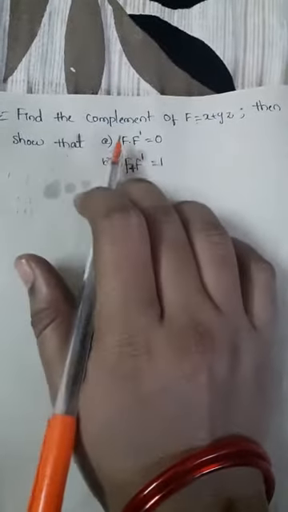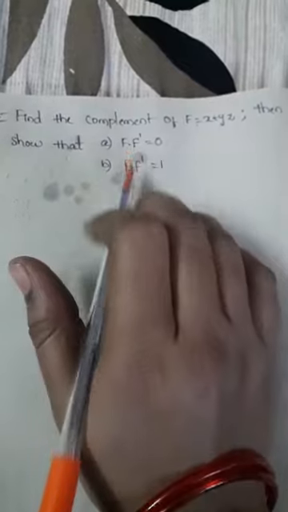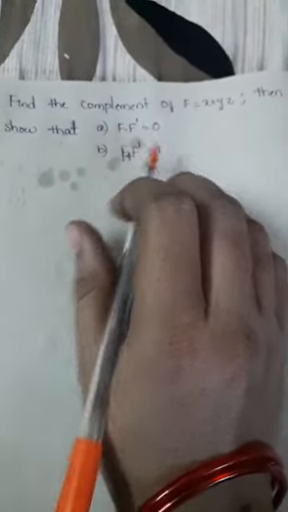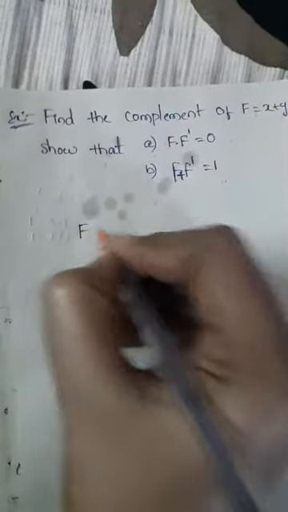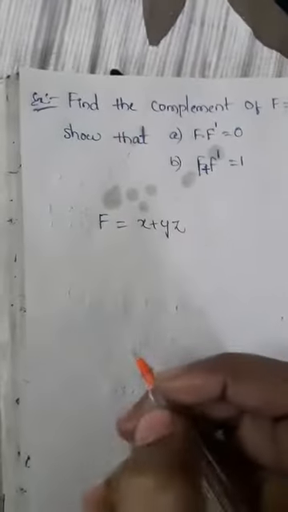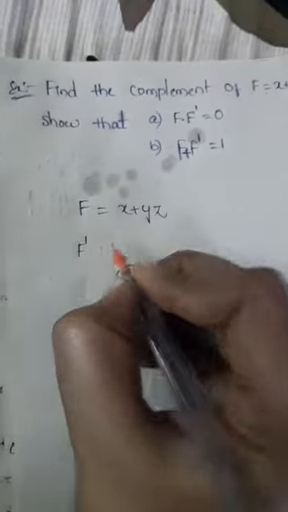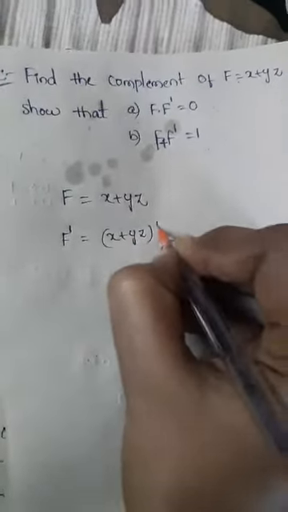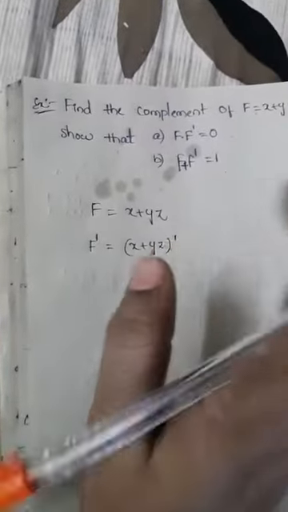So first we'll go for this. Here we have two functions, F and F complement. We already have F, so by using that F, we'll first find the F complement. F is equal to X plus YZ. So I can go with the first F complement: X plus YZ complement, which means we need to apply the complement to the whole F function.